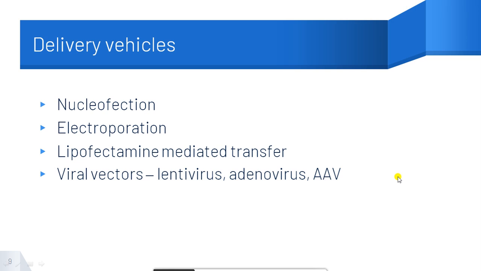Talking about the appropriate delivery tool for transferring CRISPR-Cas into the cells, the delivery of Cas9 and gRNA can be carried out by nucleofection, lipofectamine mediated transfection, polyethylenimine mediated transfection, as well as electroporation. But at present, the most reliable approach for CRISPR-Cas component delivery to cultured cells is the use of viral vectors like lentivirus, adenovirus, or adeno-associated virus.